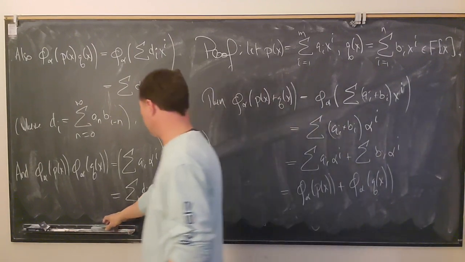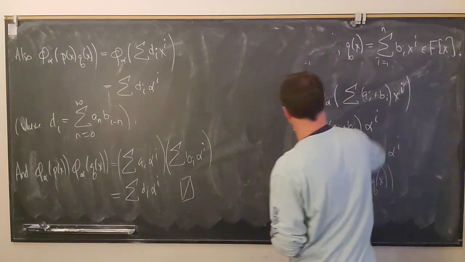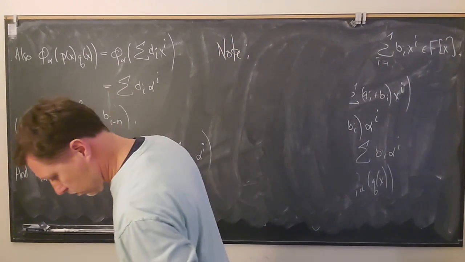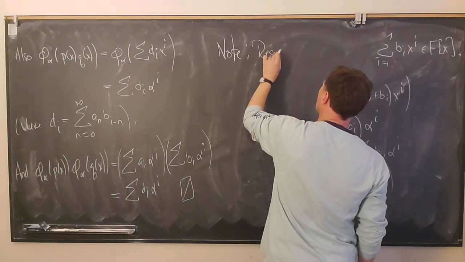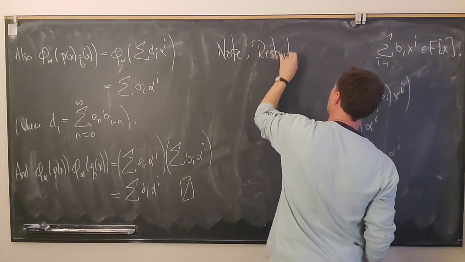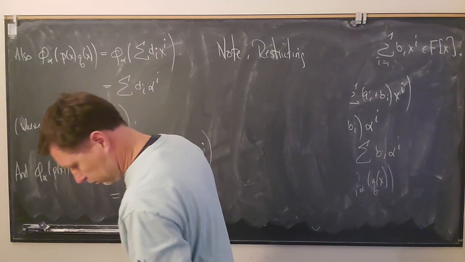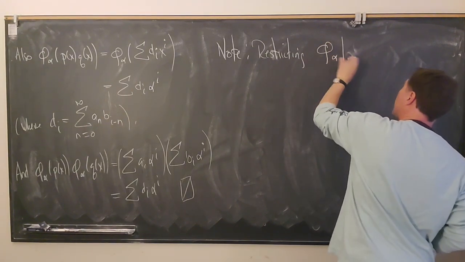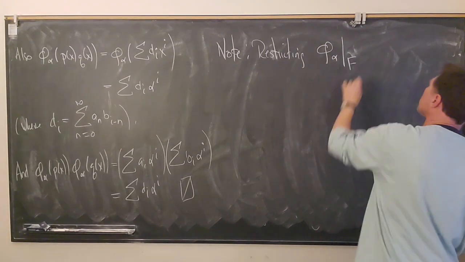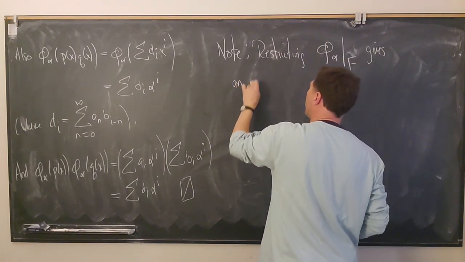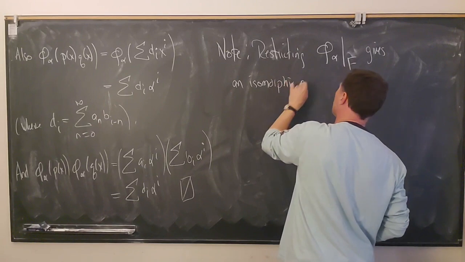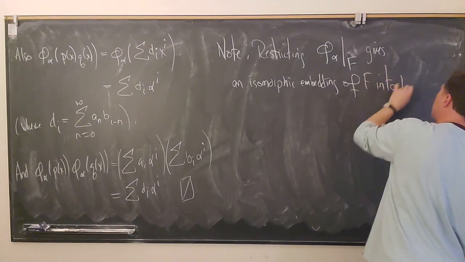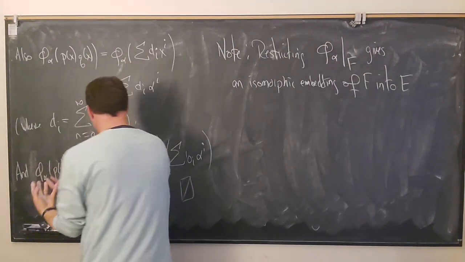And one thing that I want you to observe, let's say note: if I just take the function phi sub alpha and restrict it to the constant polynomials, this gives an isomorphic embedding of F into E. So this evaluation mapping allows us to take F and put it into E as it's already sitting.